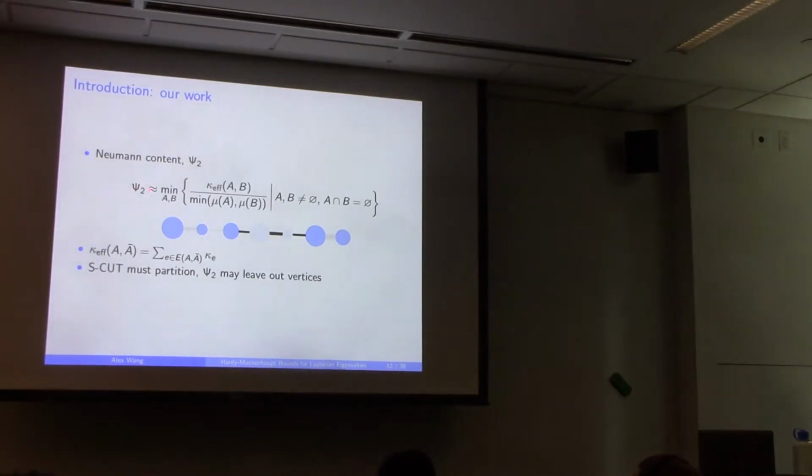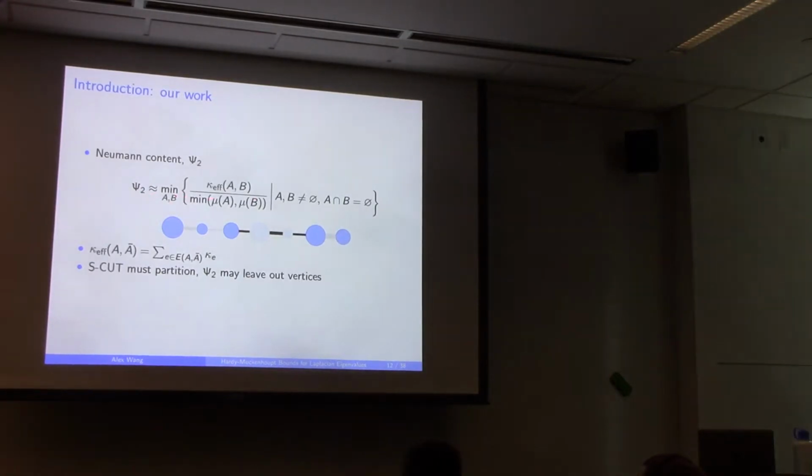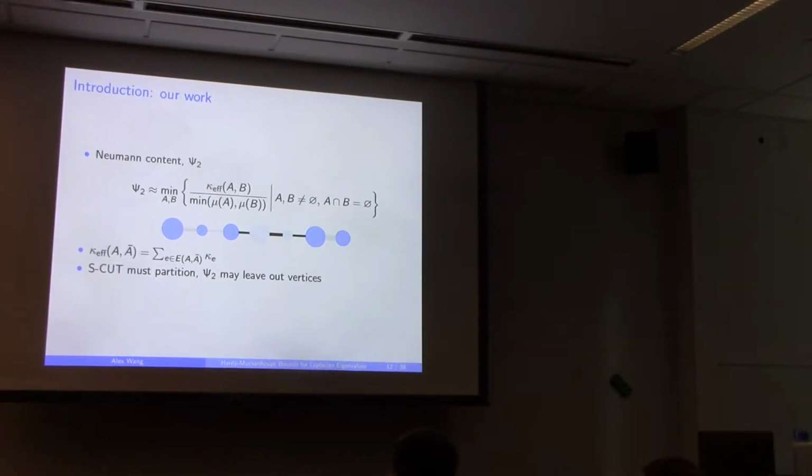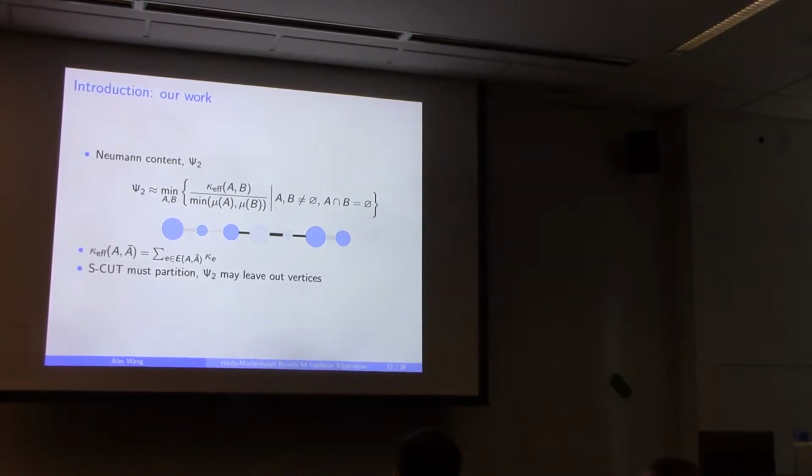So psi 2, I'll define it formally later, but for now, just think of it as being the minimum over disjoint non-empty sets A and B of your vertices of this ratio. In the numerator, I have the effective spring constant between A and B, which I haven't defined. And in the denominator, I have the minimum of the 2 masses. I'll explain the effective spring constant in a little more detail later.